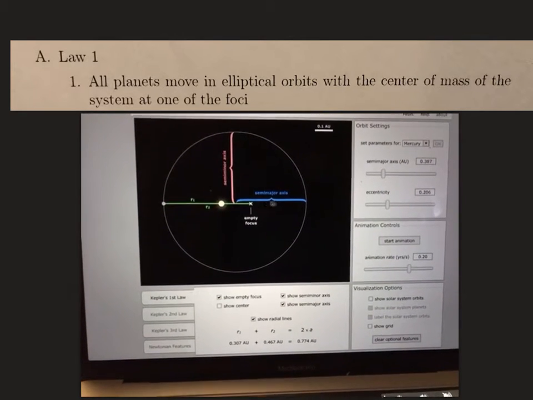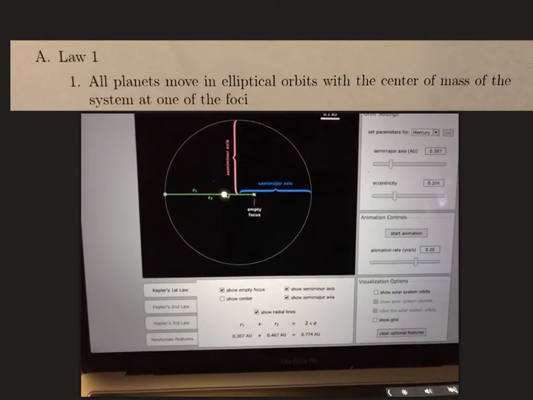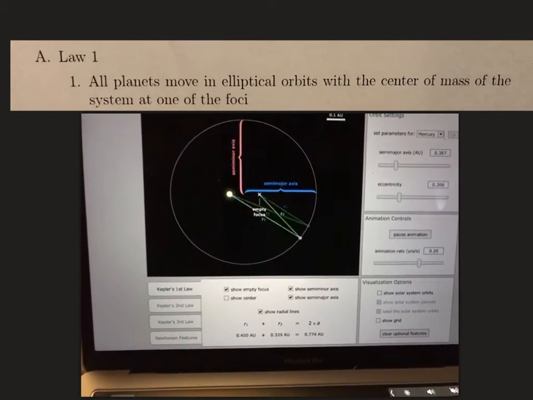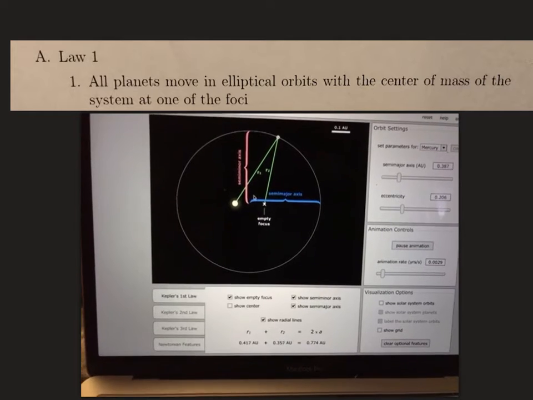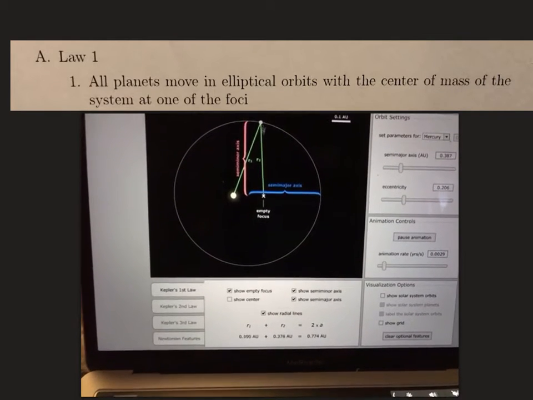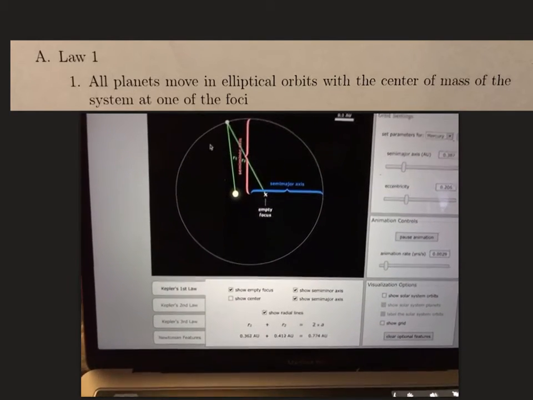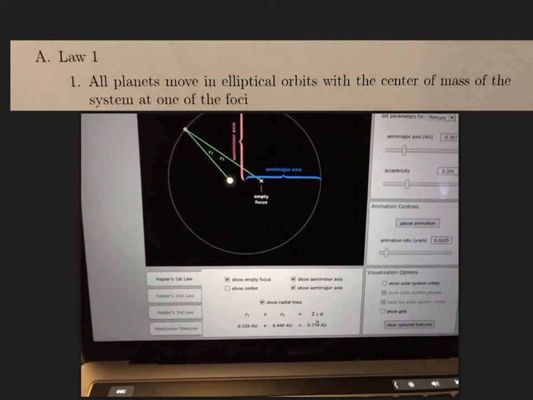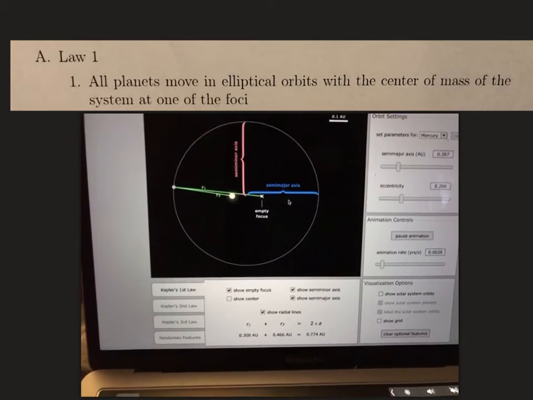So an ellipse is defined by the semi-major axis, which is the long radius, and a semi-minor axis, which is the shorter radius. And so we can draw an ellipse out by drawing radial lines. Let me start the animation and then slow the animation down, drawing a radial line from one focus to the planet and the other focus to the planet. As the planet orbits around, the length of radius 1 and the length of radius 2 changes, but the sum is always equal to 2 times the semi-major axis. So this makes it an ellipse rather than an oval.